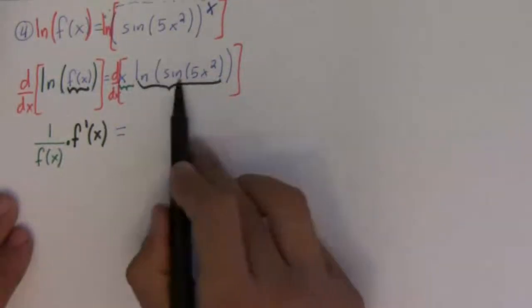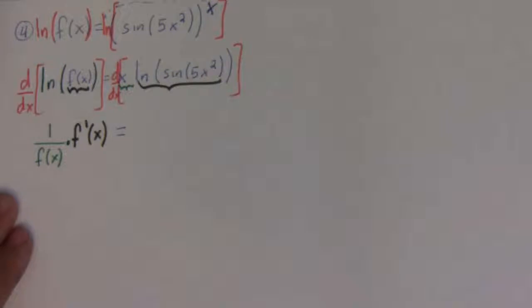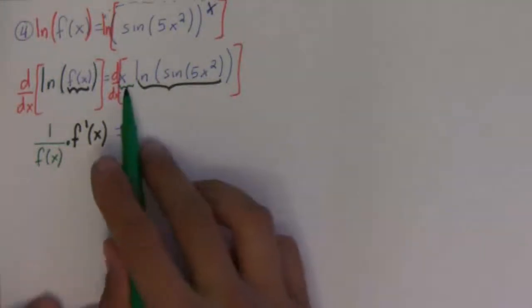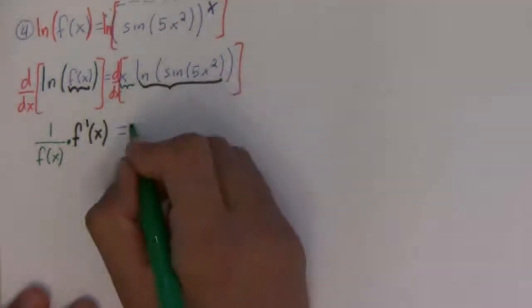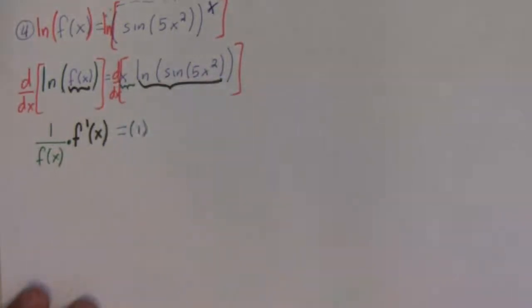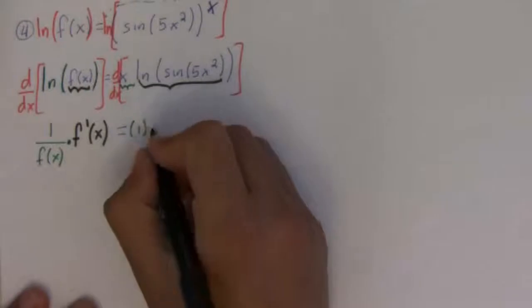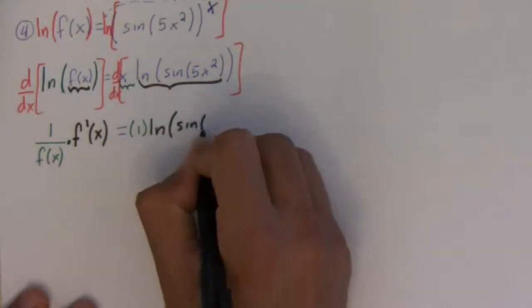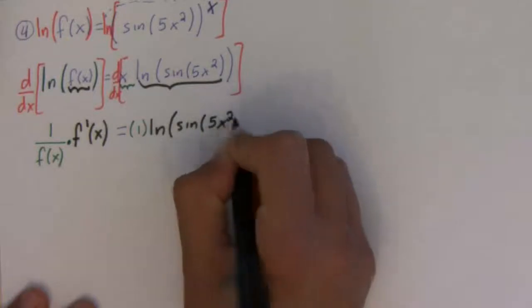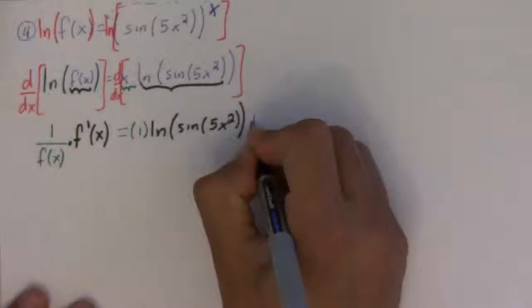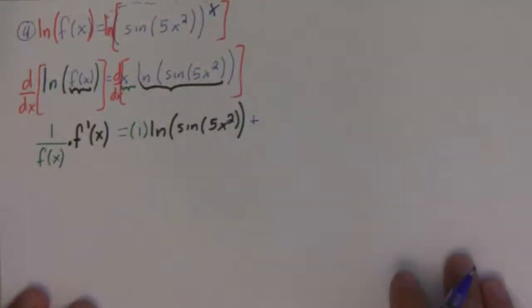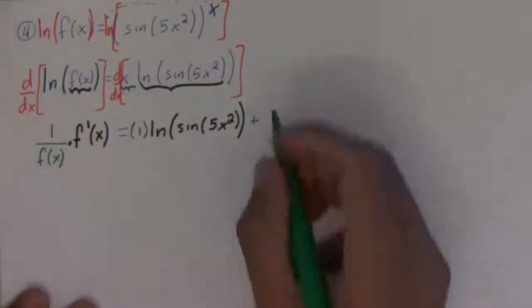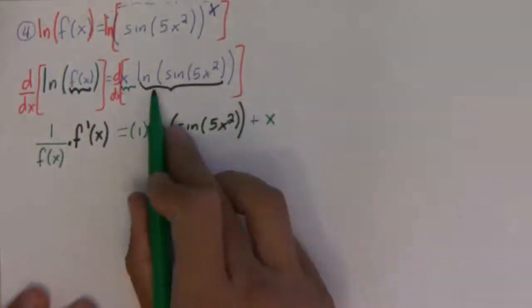And inside of here, we're going to have to use a chain rule and all kinds of weird stuff. So let's work this out. So the product rule says we're going to get the derivative of the first, which is just 1, times the second, leaving it alone, so natural log of sine of 5x squared. Okay, and then plus the first, leaving it alone, times the derivative of the second.